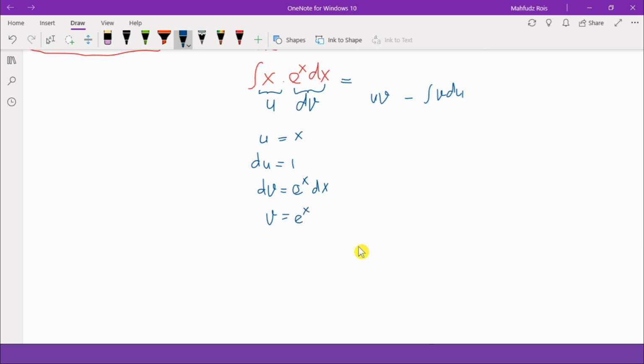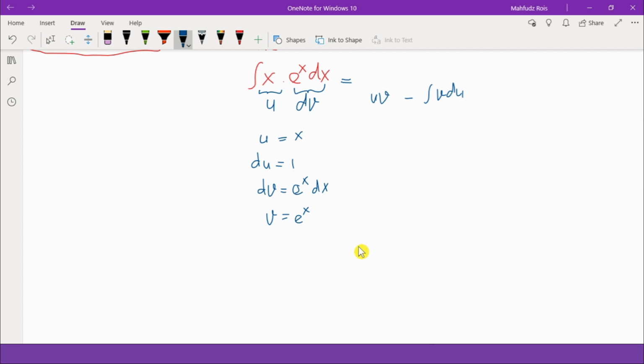So the idea is like this. In this product, you need to determine u and dv first. For u, you have to choose the function that, if you differentiate it several times, will become 0. And for dv, if you integrate it, it should always be integrable. So this is very important: for u, you need to differentiate, and for dv, you need to integrate.